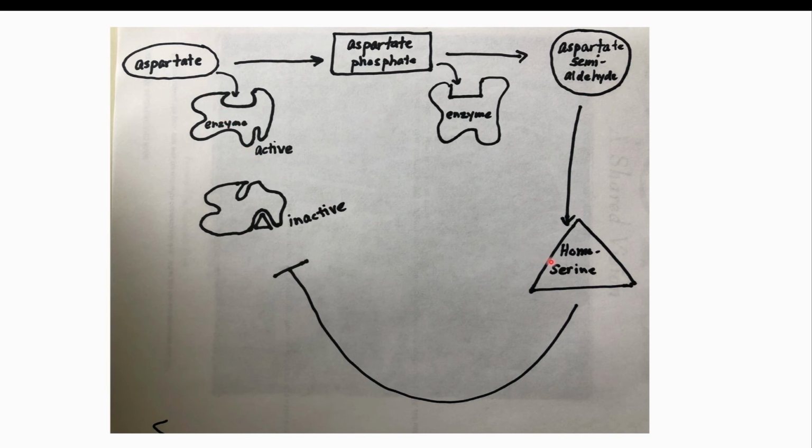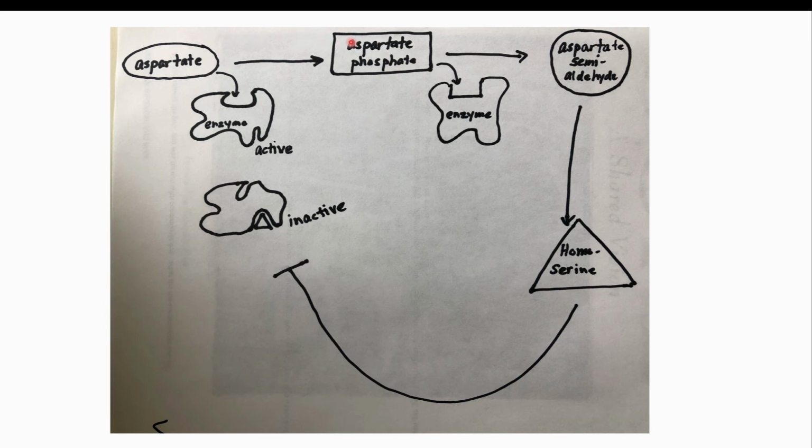When homoserine binds to the enzyme at this spot right here, which is an allosteric site, so it's a site that's different than the active site. So here's the active site right here. This is the allosteric site. Homoserine binding to the allosteric site causes a conformational change in the enzyme. The conformational change closes off the active site of the enzyme, and the enzyme, when it's in this inactive form, cannot bind aspartate, and it cannot produce aspartate phosphate.